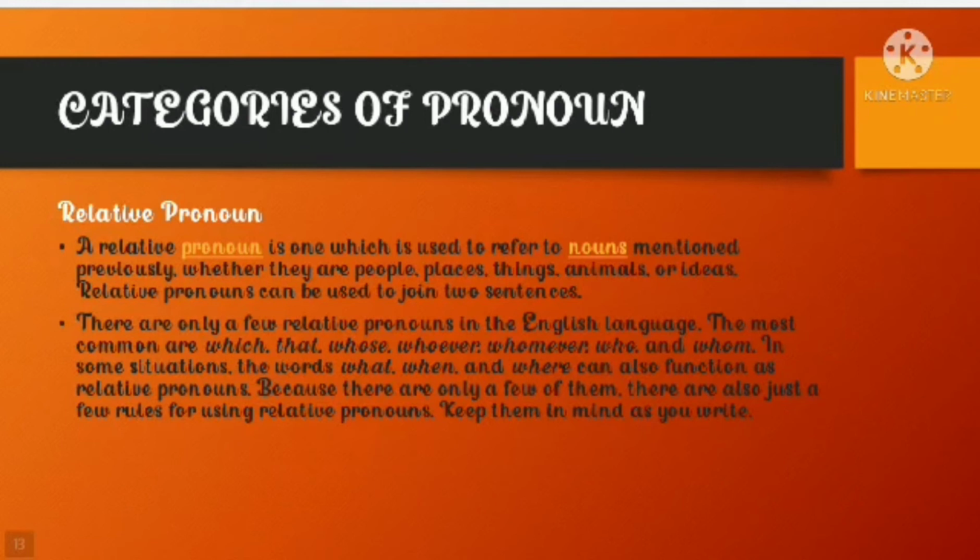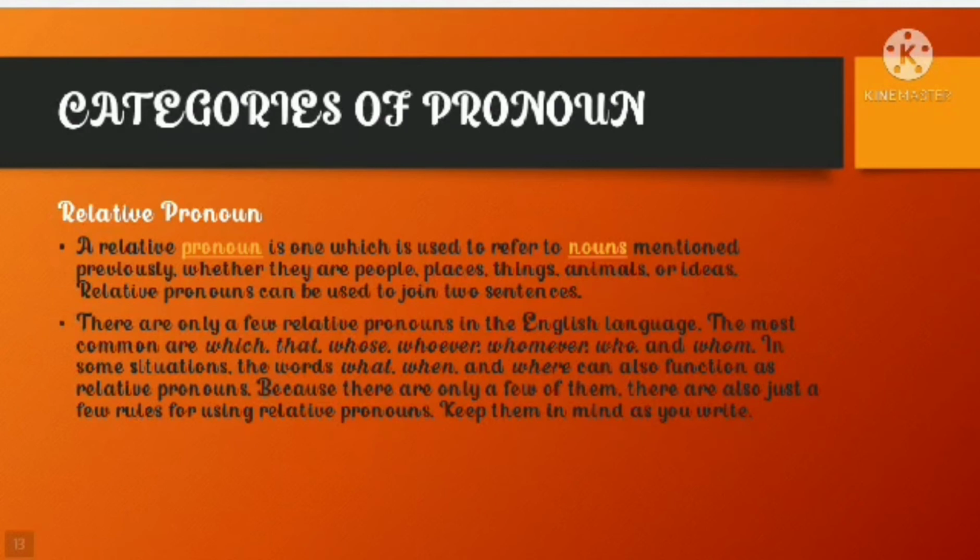Relative pronouns can be used to join two sentences. There are only a few relative pronouns in the English language. The most common are which, that, those, whose, whoever, whomever, who, and whom.